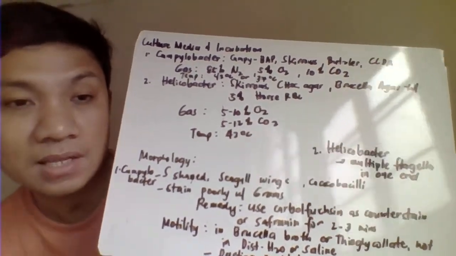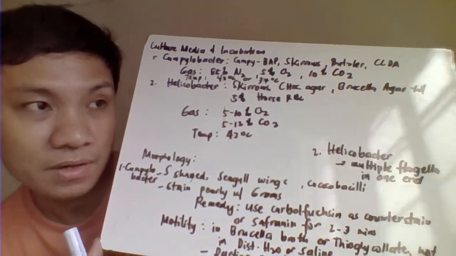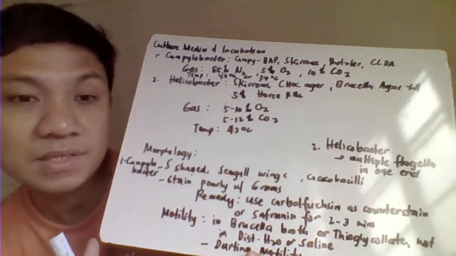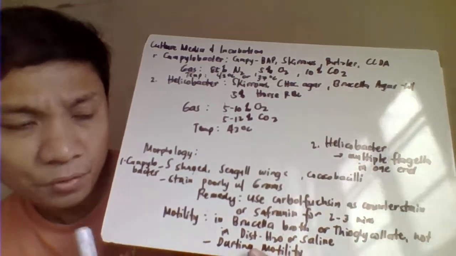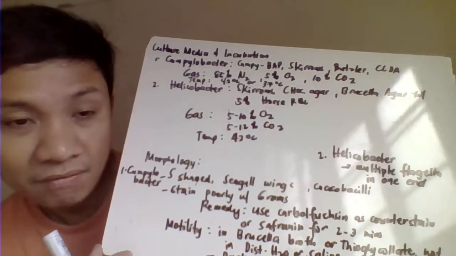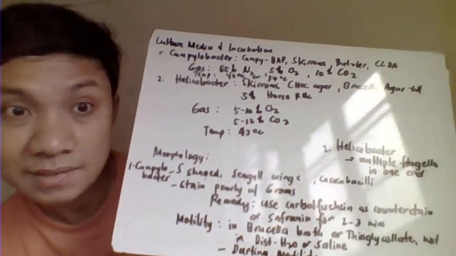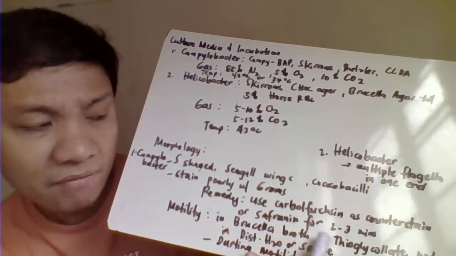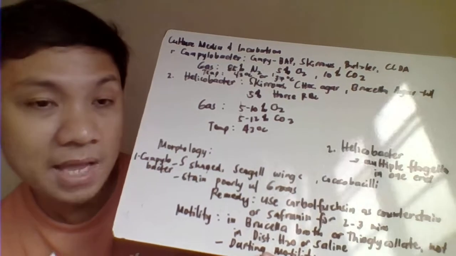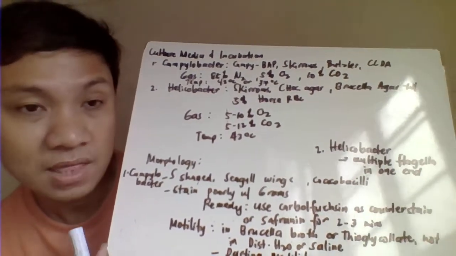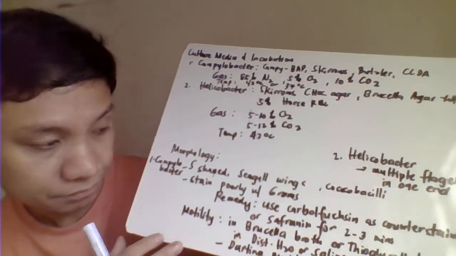So para ma-stain siya darker, so instead of your safranin, you can use your carbolfuchsin as your counterstain. Or if you stick with the safranin, then you just need to extend the staining time from 30 seconds lang naman, di ba, ang safranin natin. You can have here 2 to 3 minutes so it will be able to take up the stain, in order for that, then magiging darkly colored.